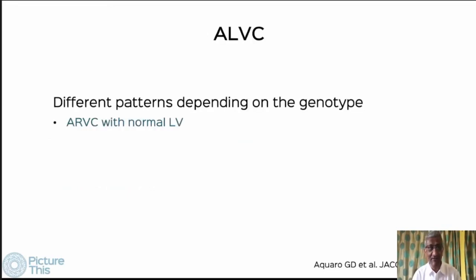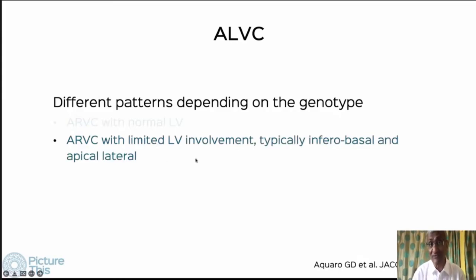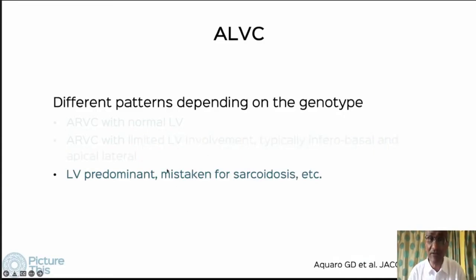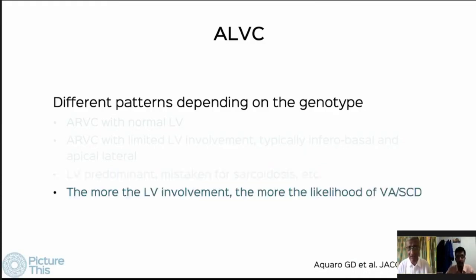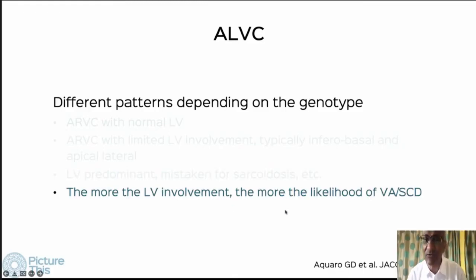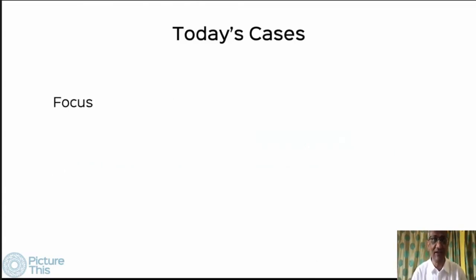You do get different patterns. You can have ARVC with normal LV, which is in the majority of patients. Then you have ARVC with limited LV involvement, which we saw in our patient. And then you can have LV predominant ALVC, which can be mistaken for many other diagnoses, including sarcoid and granulomatous cardiomyopathies. And it needs to be a combined diagnosis made based on multiple criteria. But the more the LV involvement, the worse the prognosis and the more the likelihood of arrhythmias and sudden cardiac death. So today's focus was on ARVC and its mimics, the diagnosis of ARVC and ALVC.